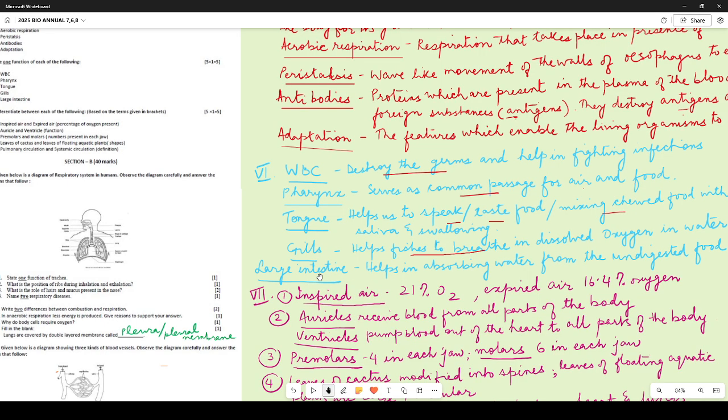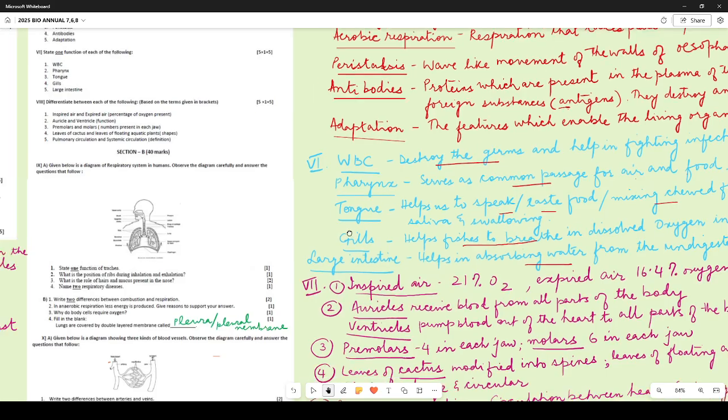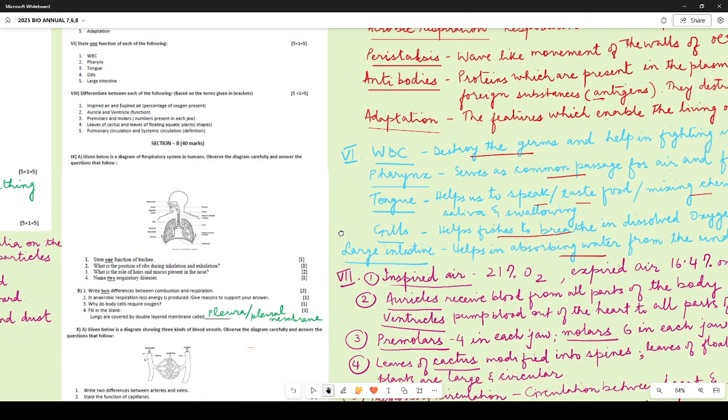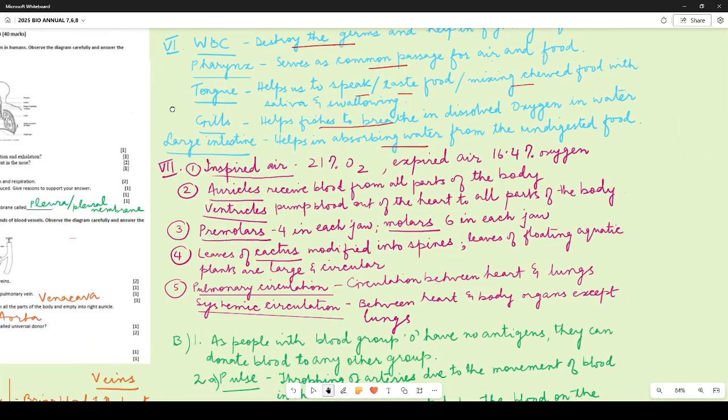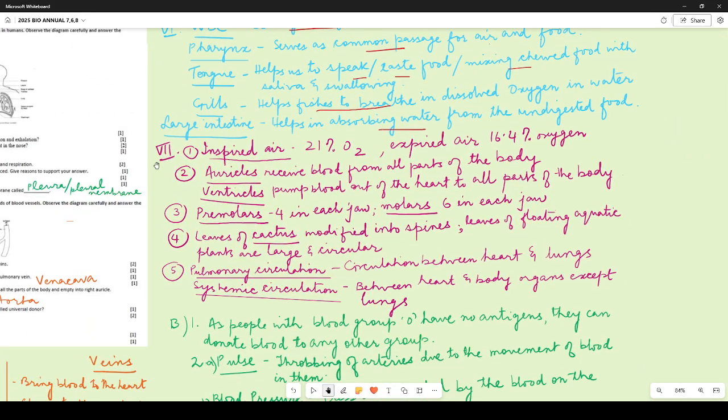What is the function of large intestine? It helps in absorbing water from the undigested food. So after small intestine, the large intestine, before the waste is thrown out of our body, the extra water is absorbed. Right. Now let us come to the difference. Differentiate between the following. So let us take up the difference.